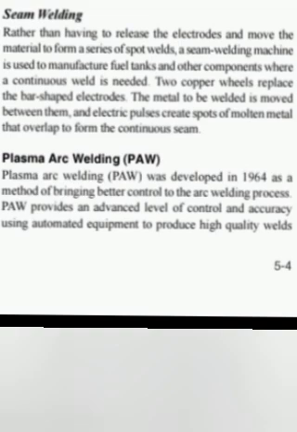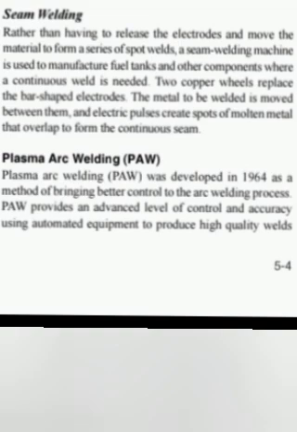Seam welding. Rather than having to release the electrodes and move the material to form a series of spot welds, a seam welding machine is used to manufacture fuel tanks and other components where a continuous weld is needed. Two copper wheels replace the bar-shaped electrodes. The metal to be welded is moved between them, and electric pulses create spots of molten metal that overlap to form the continuous seam.